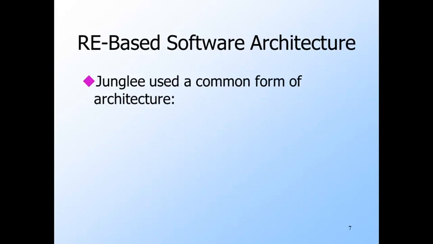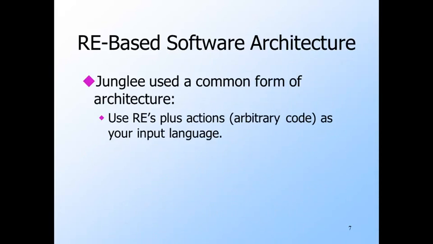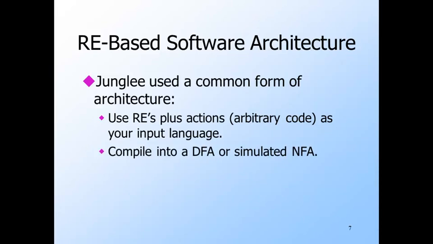The architecture of the system developed at Junglee appears in many places. The input language is regular expressions plus actions, which are arbitrary code that is executed when the regular expression is recognized. In this case, the actions would be things like return this integer as a salary. The regular expression is compiled into a DFA or sometimes into an NFA that is simulated, effectively by executing the lazy version of the subset construction as needed.